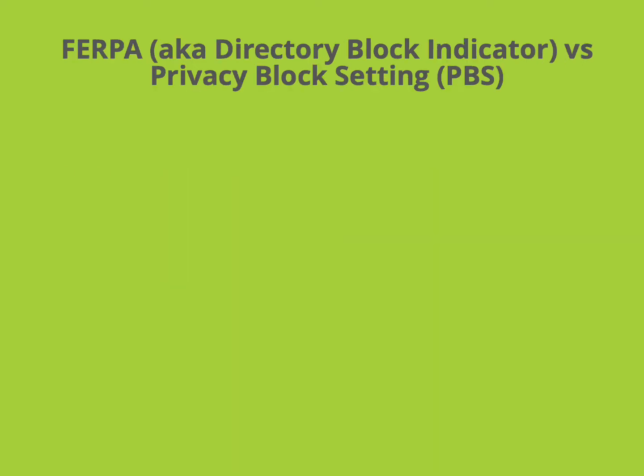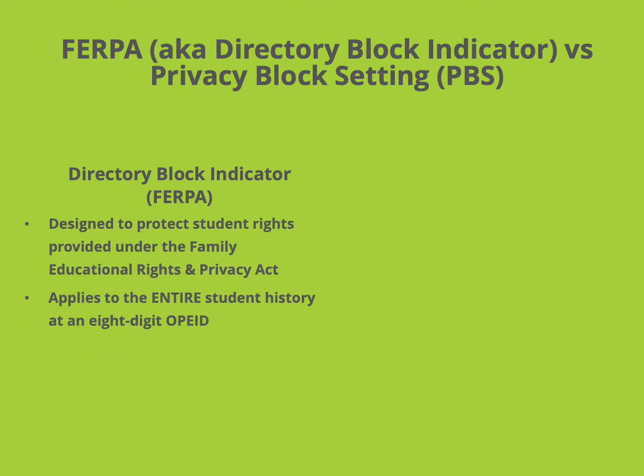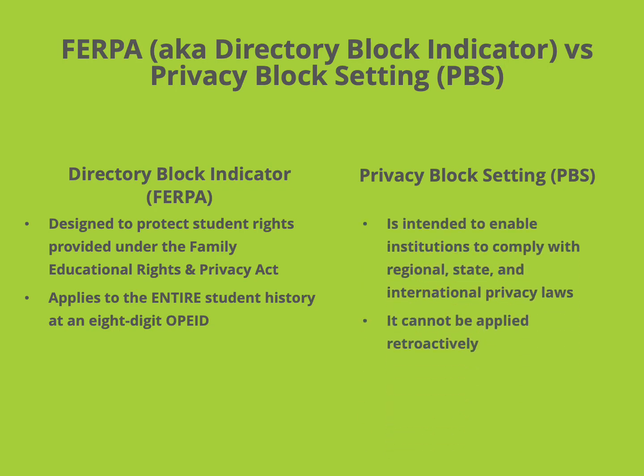What is the difference between the FERPA, or the Directory Block Indicator, and the Privacy Block setting? The Directory Block Indicator for FERPA is designed to protect student rights provided under the Family Education Rights and Privacy Act. This includes retroactive records. The Privacy Block setting is intended to enable institutions to comply with regional, state, and international privacy laws, such as the European Union's GDPR, or California's Consumer Privacy Protection Act, and this cannot be applied retroactively.